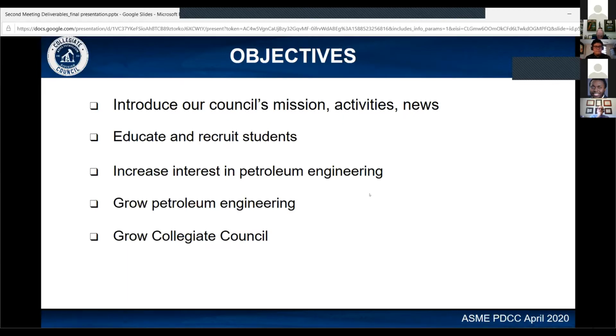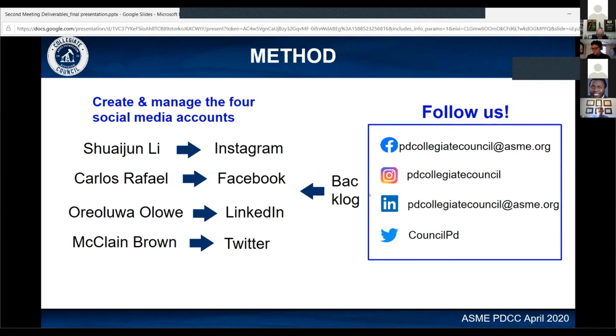So our goal is, based on the 4 social media, we introduce our council's mission and activities, and based on the information that we post, we educate and recruit students interested in petroleum engineering to grow petroleum engineering as well as our collegiate council. Each of our team members takes care of 1 social media. I run the Instagram, Colors runs the Facebook, Arlua runs LinkedIn, and Michaelin runs Twitter.